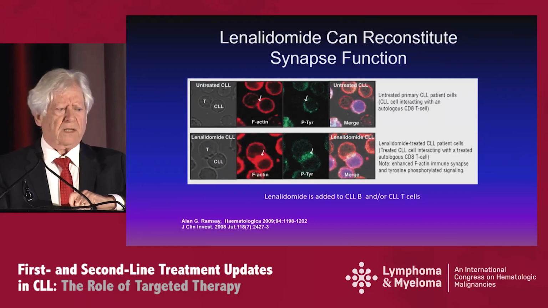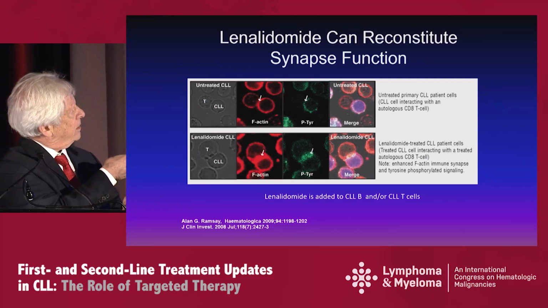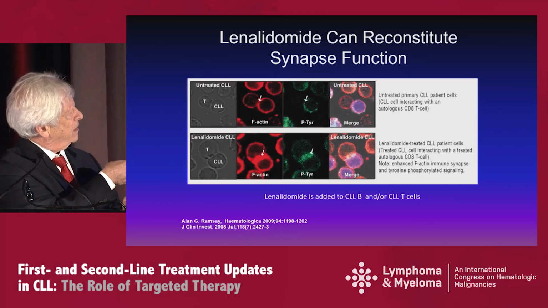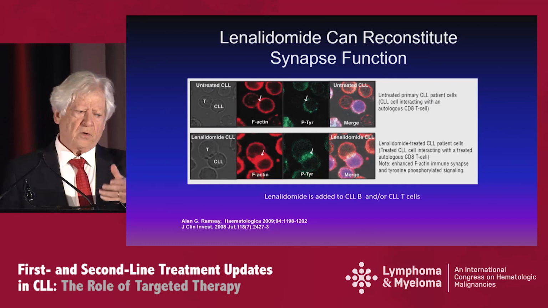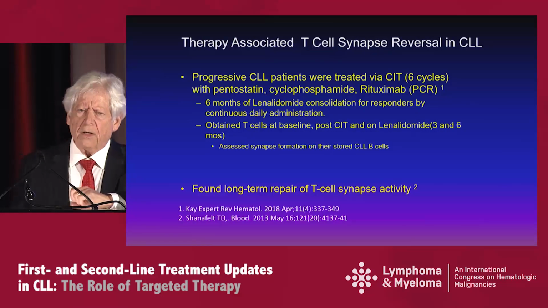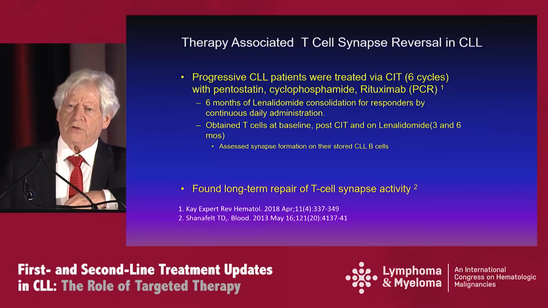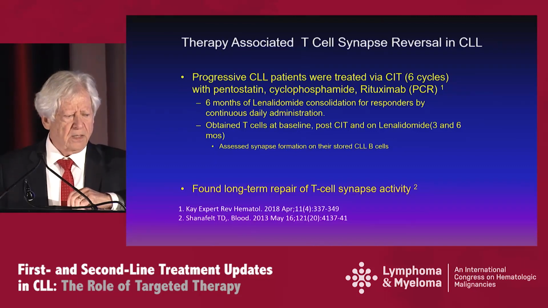This is a figure taken from one of Alan's more recent papers where lenalidomide was shown to reconstitute synapse function. In the upper panel, you see untreated CLL B and T cells in vitro where there's very little F-actin synapse formation and very little tyrosine phosphorylation. However, when you co-culture them with lenalidomide, there is very robust immune synapse formation. Now, we wondered whether or not this could be reversed with conventional approaches for CLL, including the use of lenalidomide.